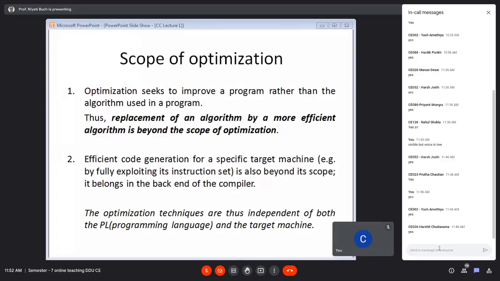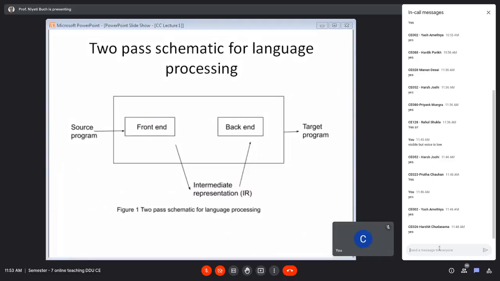Right. So that is why this phase is known as machine independent code optimization. And in simple terms, we will just call it code optimization. Whenever we represent the source program getting converted in our compiler into a target program, it undergoes two passes schematically. So the whole process is divided into two parts.